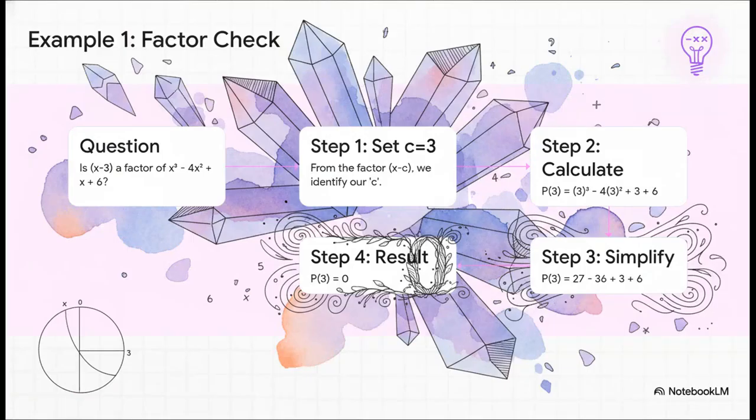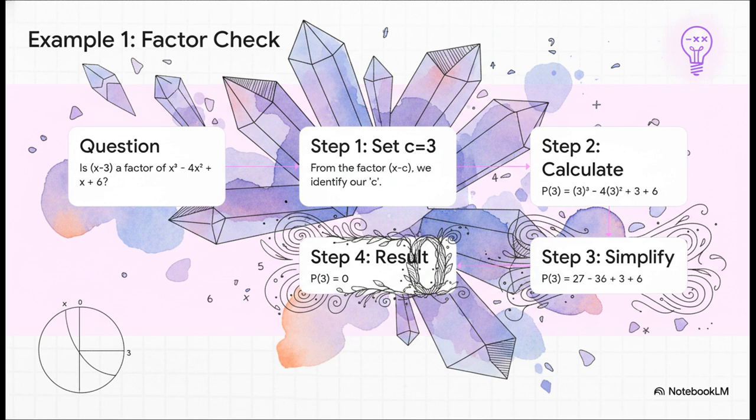Okay, first, a simple check. Is x minus 3 a factor of this polynomial? Now, we could do long division, but why? The theorem gives us a shortcut. If x minus 3 is the factor, then our c is just 3. So let's plug 3 into the function and see what happens.